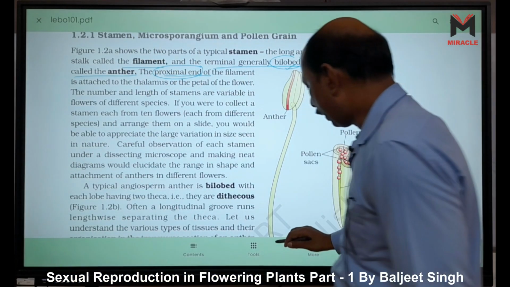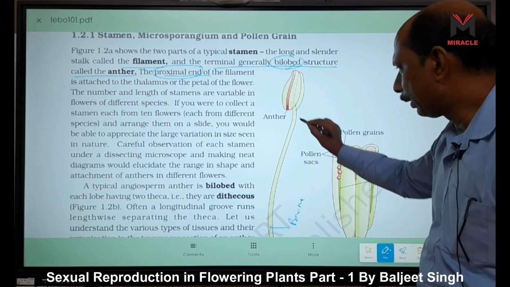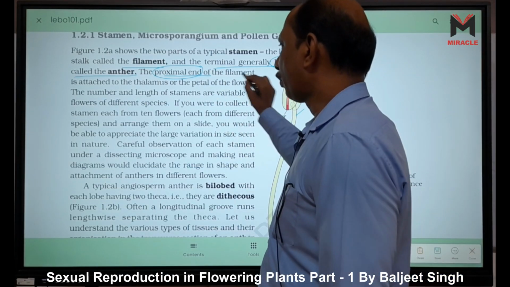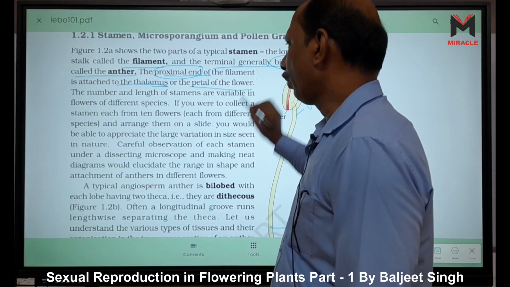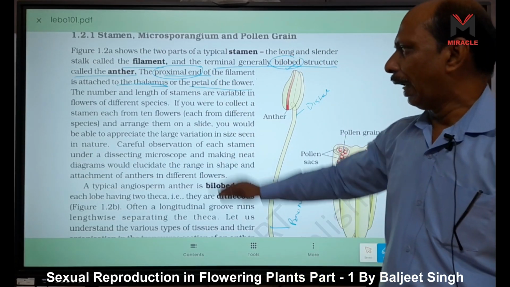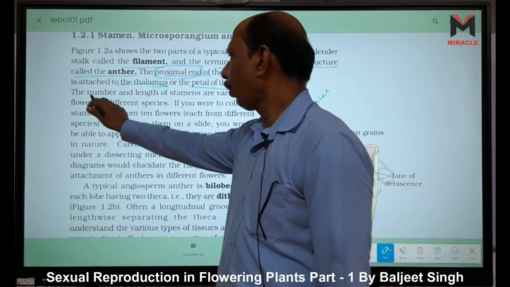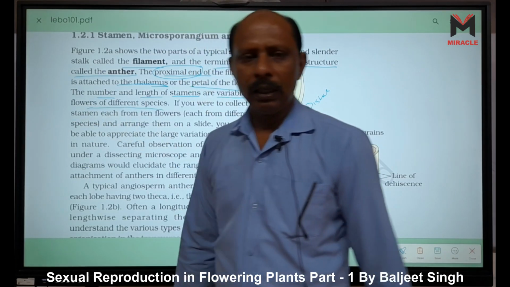Proximal end, look here. I already told you, this side is proximal, and this one is distal. What is given? The proximal end of the filament is attached to the thalamus or the petal of the flower. If it is an epipetalous flower, it is attached with petals, right? The number and the length of stamens are variable in the flowers of different species, right?